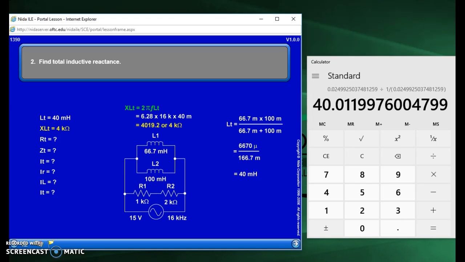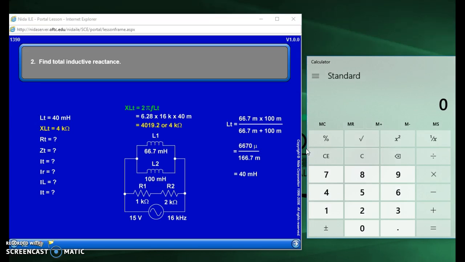Next thing they did was they came up with X of LT. So we had to take this 40 millihenries and 2 pi FL it. I know it's a weird way of saying it, but it's accurate. 6.28, which is 2 times pi, times 16 kilohertz, times 40 millihenries. Remember, these will cancel out. So 6 times 16 times 40. Let's do that math so you can actually see it on the calculator. So we'll say 2 pi, which is 6.28, times 16 times 40 equals 4,019, and they rounded that simply down to 4K.